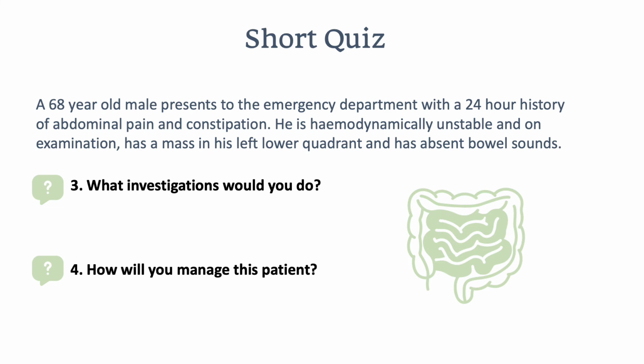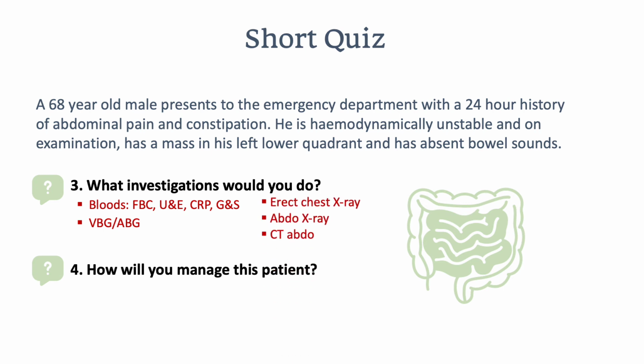The investigations you would do for this patient include a set of bloods, so a full blood count, urea and electrolytes, CRP and a group and save. You can either do a VBG or an ABG, get an erect chest X-ray, an abdominal X-ray and a CT abdomen. To manage the patient, you should take an ABCDE approach, keeping the patient nil by mouth, giving IV fluids, inserting an NG tube, giving the patient analgesia and considering surgery.